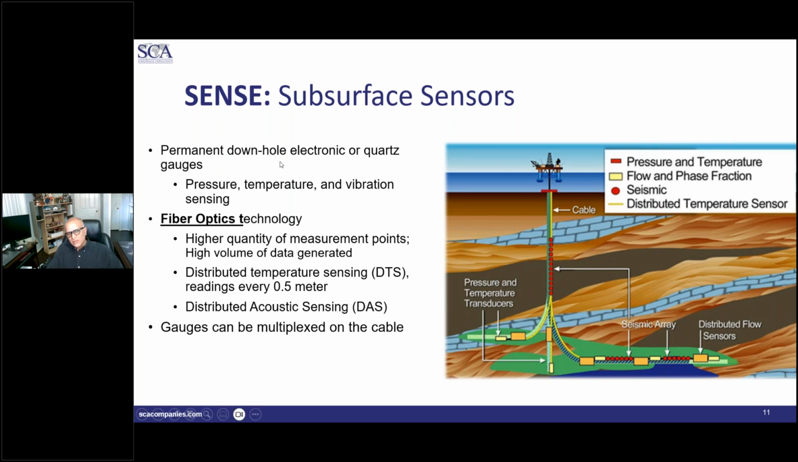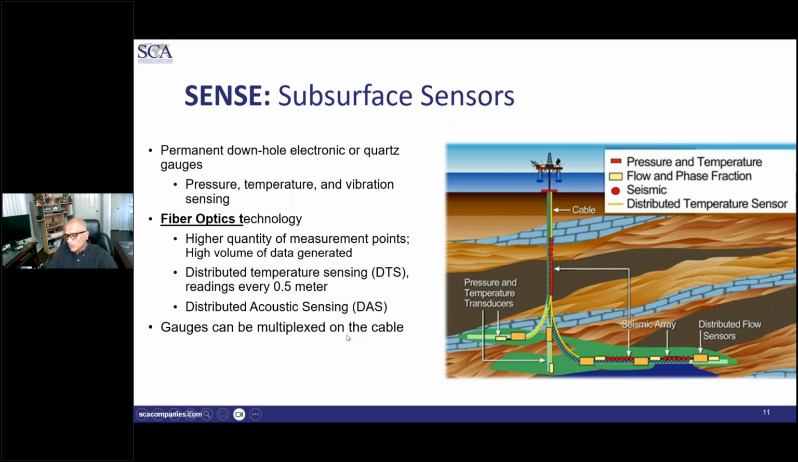And that's where permanent downhole electronic or quartz gauges come into the picture. They can pump out the data at very, very fast frequency, whether it's pressure, temperature, or vibration. And then there is the newer generation, more expensive fiber optics technology, well, I shouldn't say newer generation, it has been around since last century or even longer. But it is gaining more and more traction. And here you are not only sensing at a point, using fiber optics technology, but you're sensing along the entire wellbore.